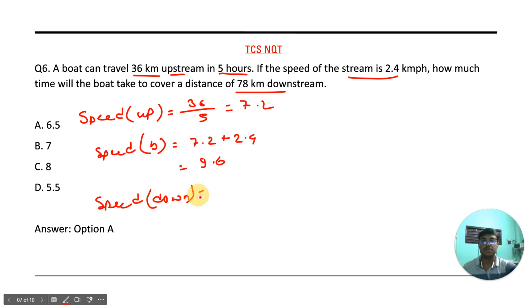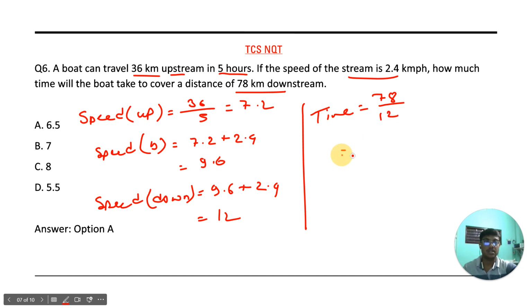Speed in downstream is 9.6, speed of boat plus the speed of stream, which is 2.4, and this would be equal to 12 kilometers per hour. And from here we can calculate the time taken to travel 78 kilometers. Required time is equal to 78 by 12, and that would be equal to 6. 12 6 are 72, 6 so 10 60, 12 5 are 60, 6.5 is the answer.